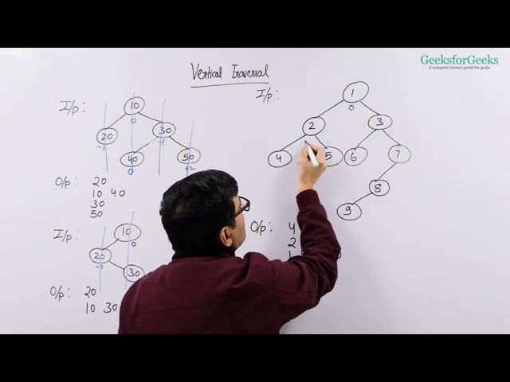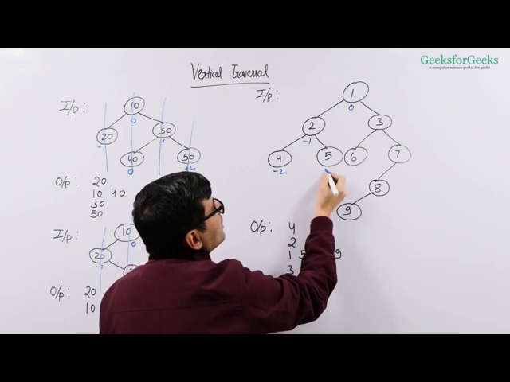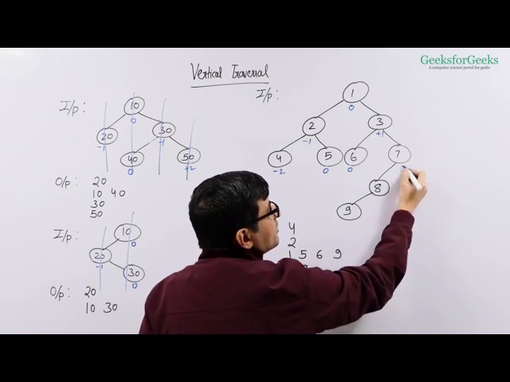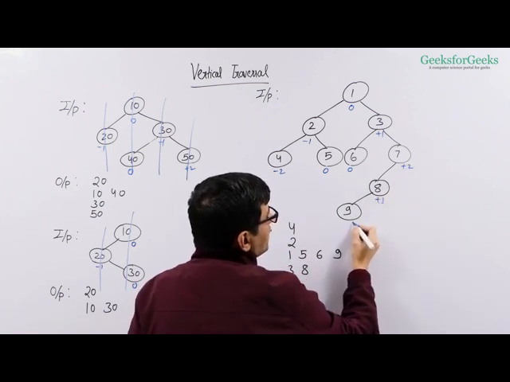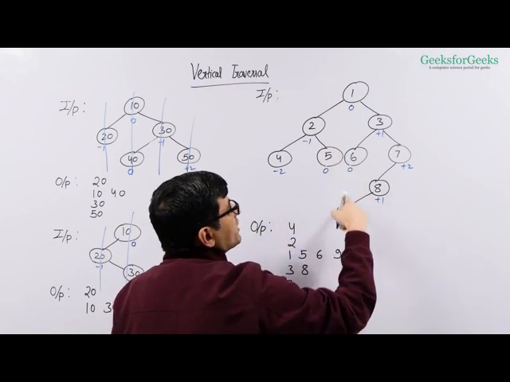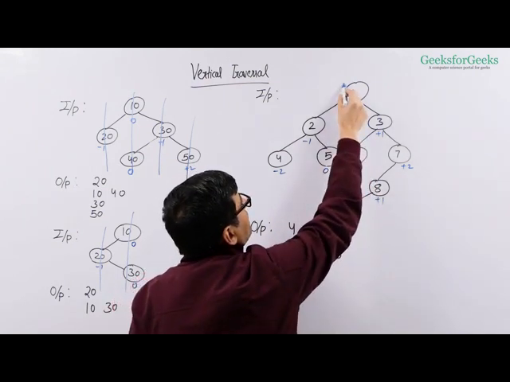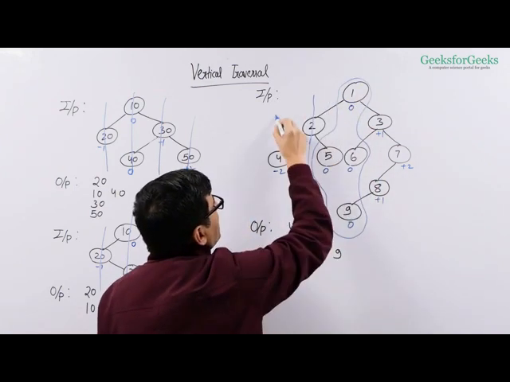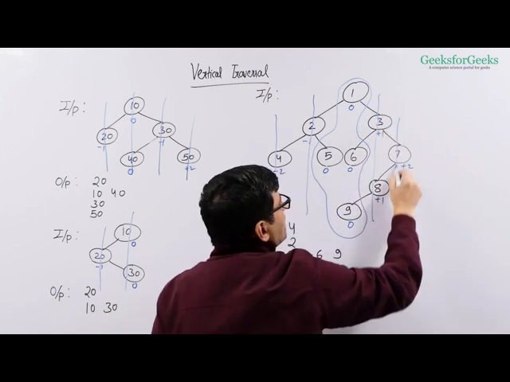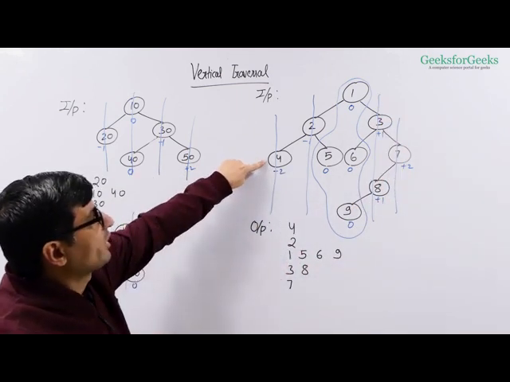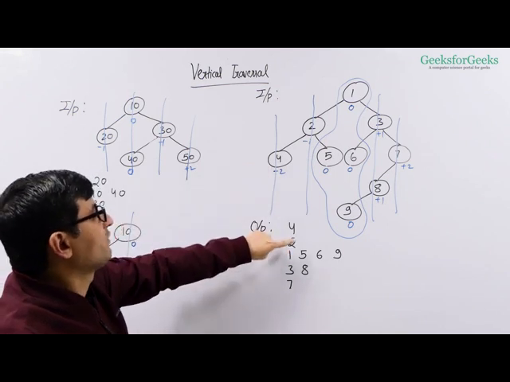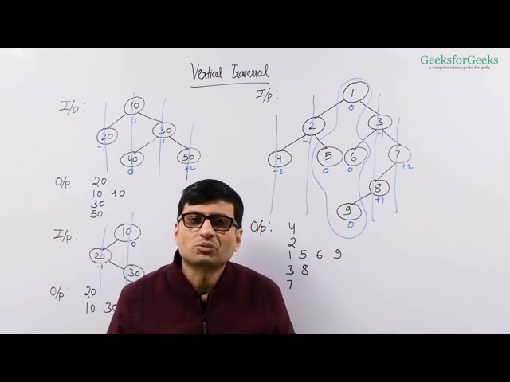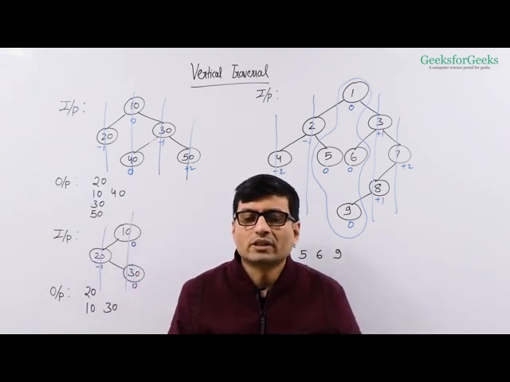Let's see this tree. So we have 0, -1, then -2, then we have 0, then we have +1, then we have 0 again here, then we have +2, then we have +1, and then we have 0. So these nodes have distance 0, they are falling into the same vertical line, right? All these four nodes fall into the same vertical line. And this falls into a different vertical line, this falls into a different vertical line, this, and this. So our output is going to be this vertical line 4, then 2, then 1, 5, 6, 9, then 3, 8, and then 7.